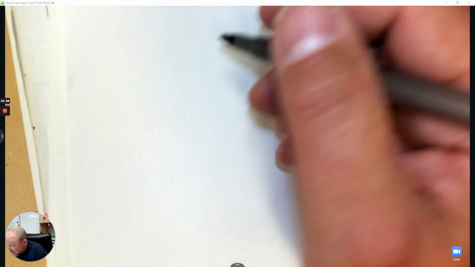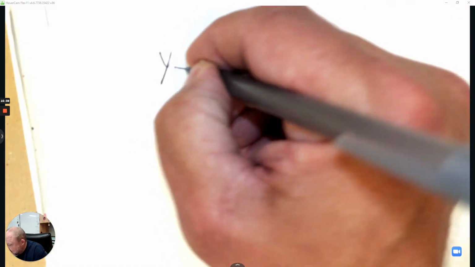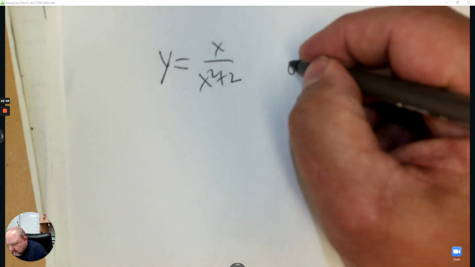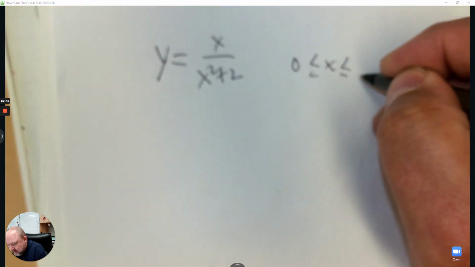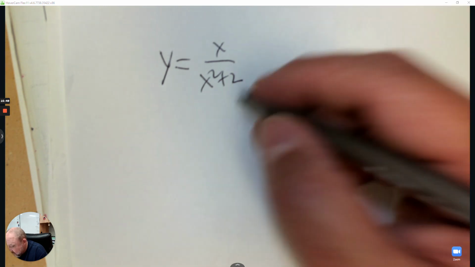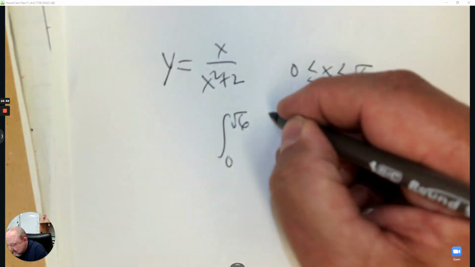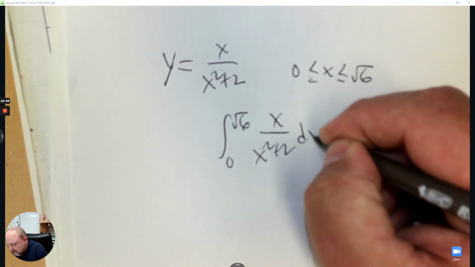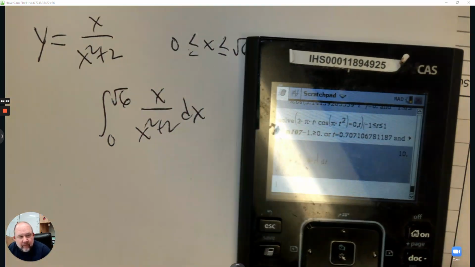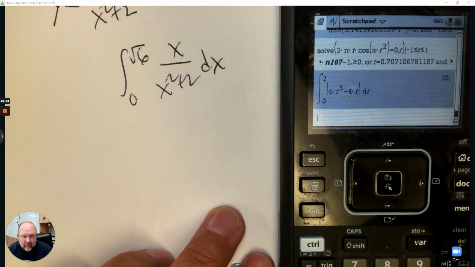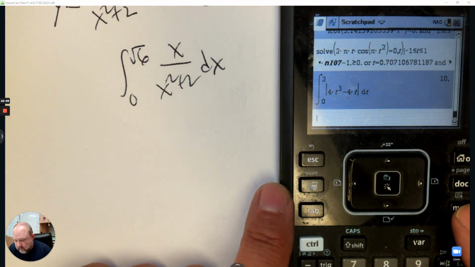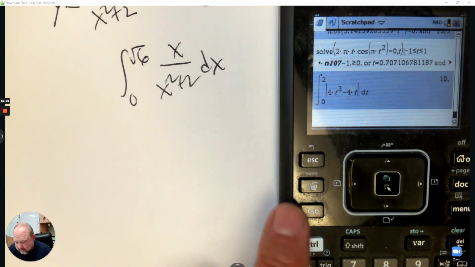Let R, so a calculator is allowed here. We're given the equation x over x squared plus 2 from 0 to the square root of 6. So find the area of the region. So we're going to integrate from 0 to that, x over x squared plus 2. That's going to give us the area. We don't have 2 equations, so we're not worried about top subtract bottom. We just have the 1, so it's just the top. The bottom's like 0.